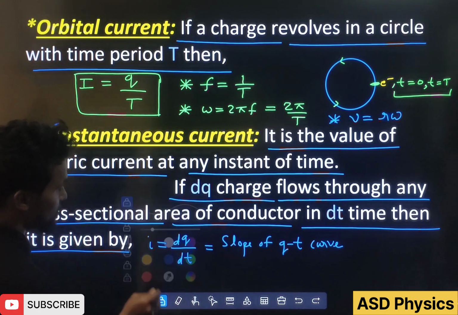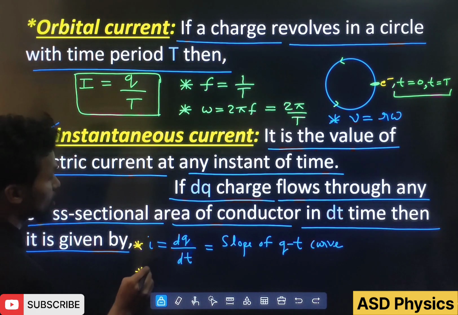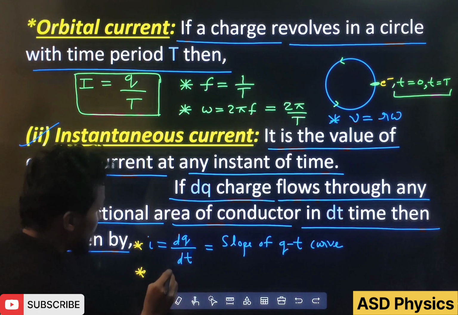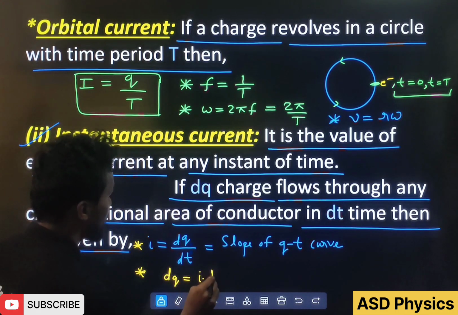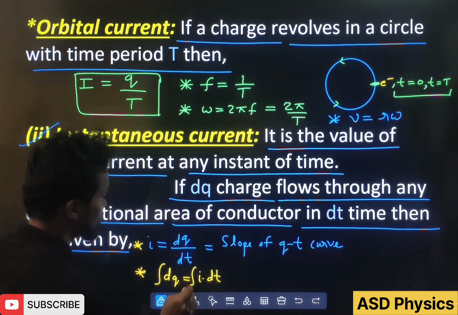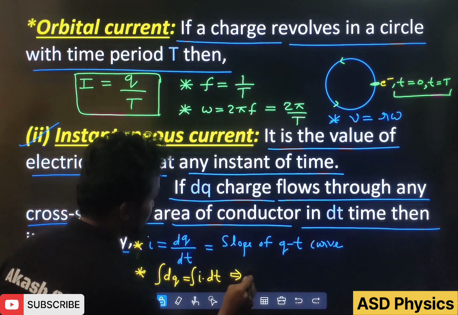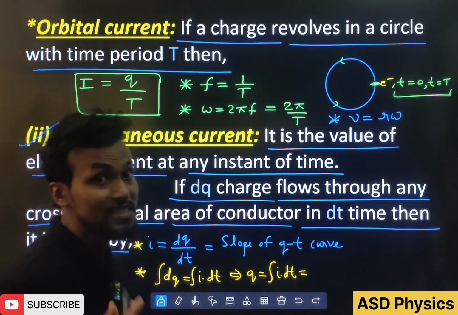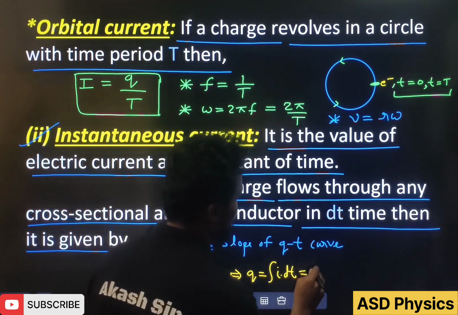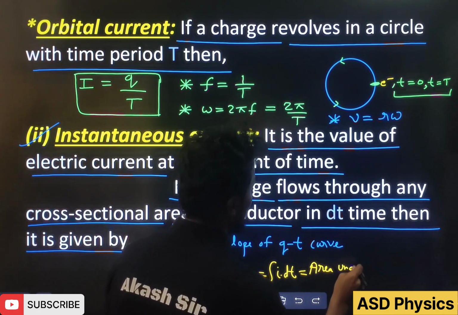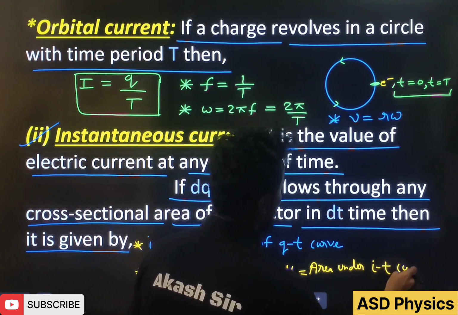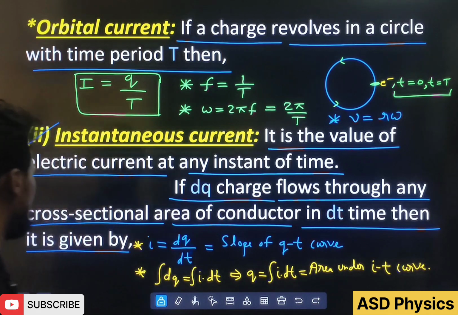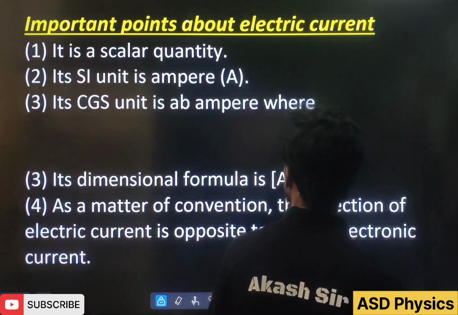The slope of the q-t curve will give us current. If I write it another way, by cross multiplication, dq is equal to I dt. Now if I integrate, I can write q equal to the integration of I dt. And what is the significance of integration? Area. Area under the I-t curve. So differentiation means slope, and integration means area. Great. Now, let's move to the next one.